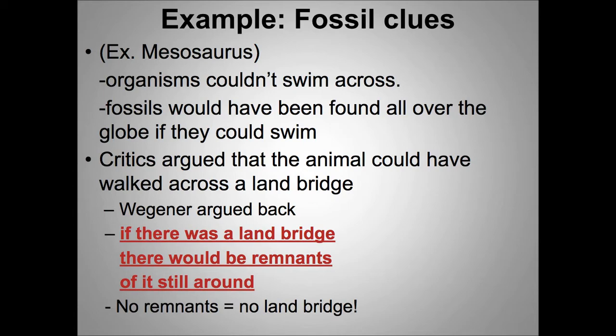All right. So people who were not Alfred Wegener were like, well, maybe the Mesosaurus used a land bridge. And there was a land bridge, and they walked across it. And Wegener was like, okay, fair enough. You know, land bridges are a thing. Like that's how it's hypothesized that humans got from Asia to North America. But if there was a land bridge, there would be remnants of it. There would be like evidence that it existed at some point. And there's not. There's no land bridge that would have connected South America and Africa. The only explanation is that at one point they were together.